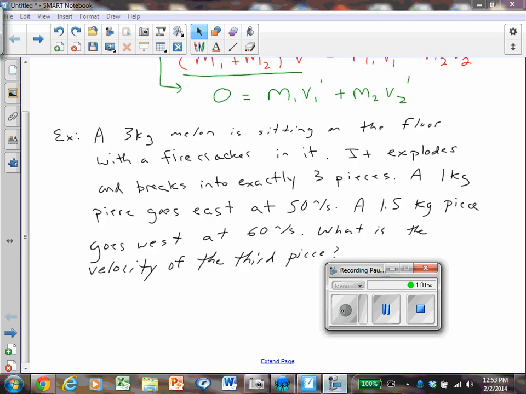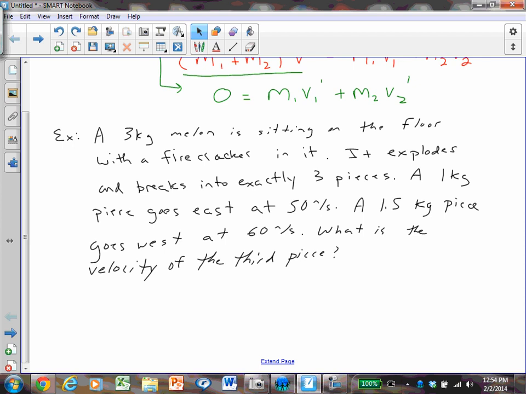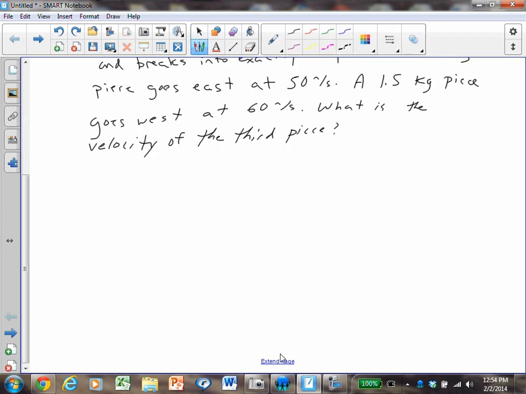Okay, so a 3-kilogram melon is sitting on the floor with a firecracker in it. It explodes and breaks into exactly 3 pieces. A 1-kilogram piece goes east at 50 meters per second. A 1.5-kilogram piece goes west at 60 meters per second. What is the velocity of the third piece? So we have this melon, and it's going to go into 3 pieces. Okay?